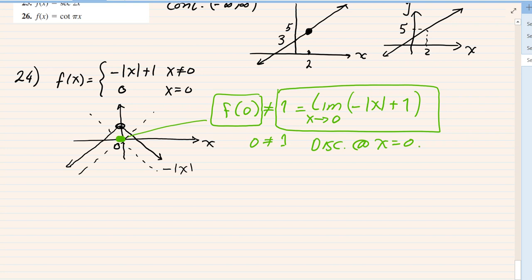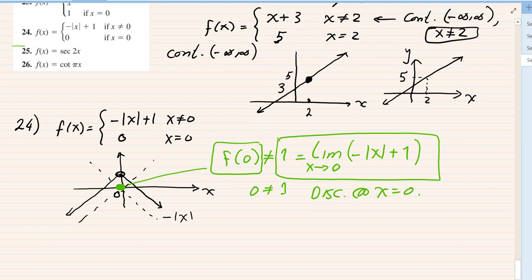Alright. Now, I was surprised. That's why I was thrown off, because he doesn't mention continuity of trig functions in this section, or at least I couldn't find it. But keep in mind, all trig functions are continuous on their natural domain. That would be sine, cosine, tangent, cotangent, secant, cosecant.